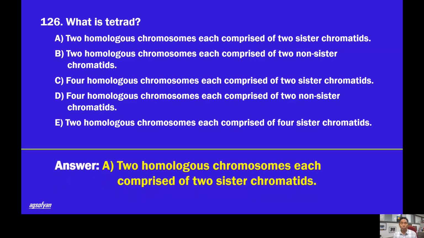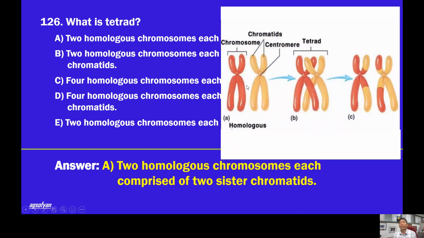The answer will be 2 homologous chromosomes, each comprising 2 sister chromatids. So this is one chromosome that has 2 sister chromatids, and this is another chromosome that has 2 sister chromatids. When they combine together, they make the tetrad. A tetrad consists of 2 homologous chromosomes that each carry 2 sister chromatids.